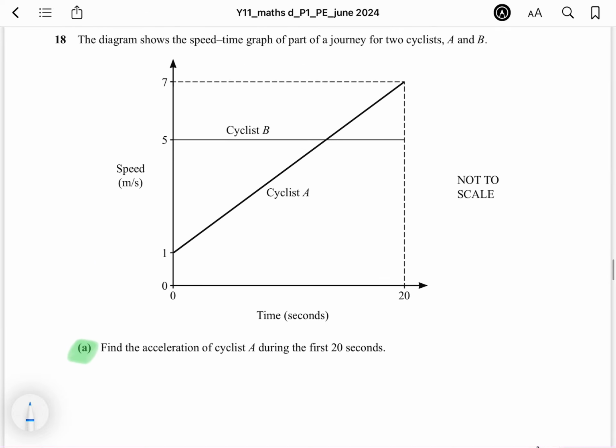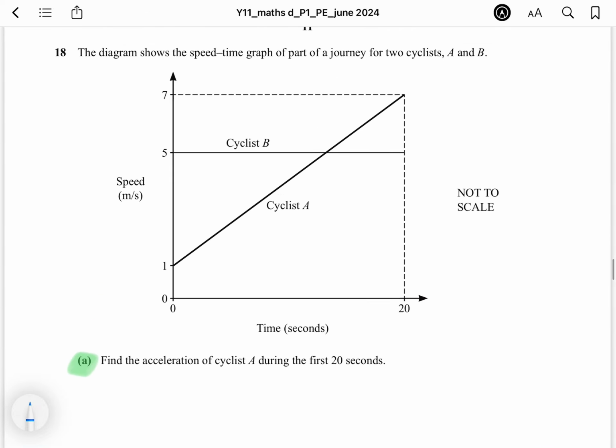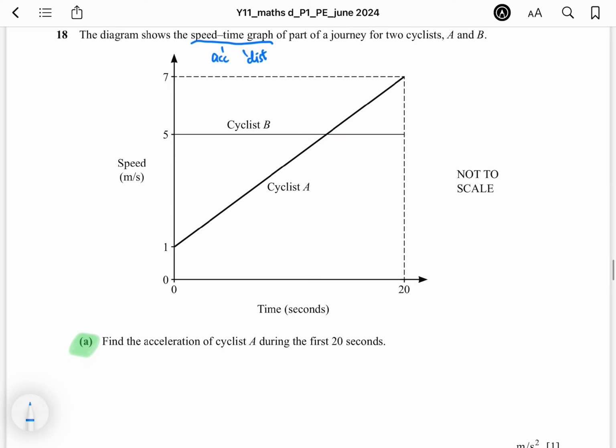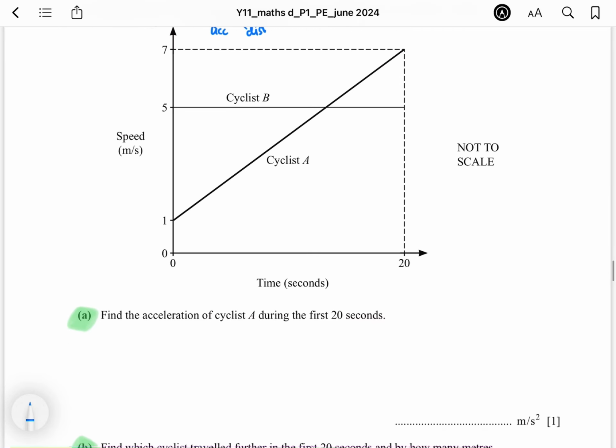Okay, what we have here is a speed time graph. What you can get from a speed time graph is acceleration and distance. Acceleration, you find the gradient, and distance, you find the area under the graph. So the first question is asking for the acceleration of cyclist A. So that means this line for the first 20 seconds. So your time is 20 seconds. That means we find the gradient of the line.